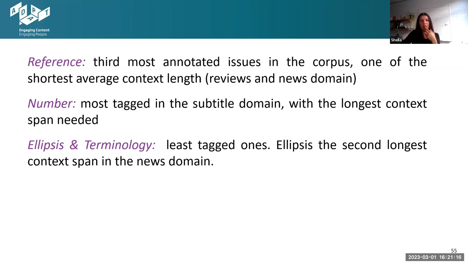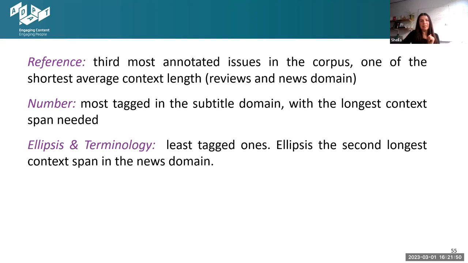If you look at reference, it was very much annotated, but especially in reviews, in the news domain, which makes sense. I think it is a huge characteristic of the domain of reviews, because you're reviewing a product and then you say this product is great. Ellipses and terminology, well, they were not so much tagged. But when tagged, ellipses is the second longest context span that we have in the news domain.